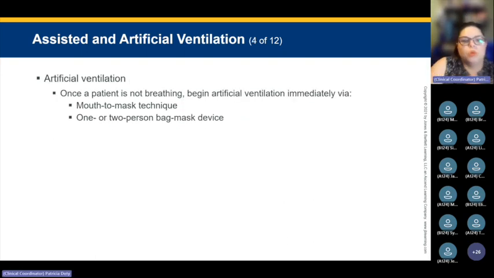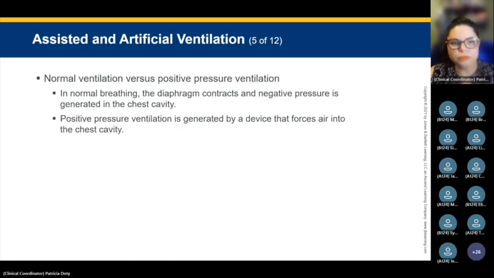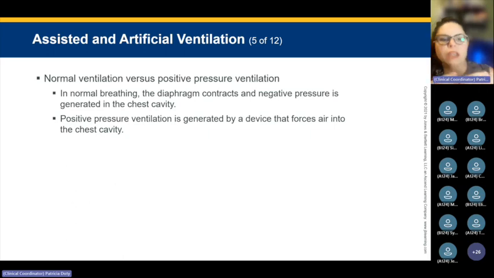All right, once a patient is not breathing, we're going to go ahead and begin what's called artificial ventilation. And this is via the mouth-to-mask technique, and that's with a pocket mask or a 1 to 2 person BVM device. Normal ventilation versus PPV or positive pressure ventilation. In normal breathing, remember that diaphragm contracts, negative pressure is generated in the chest cavity. So that's the active portion of breathing, right? Well, if they're not conscious or alive, none of that's happening.